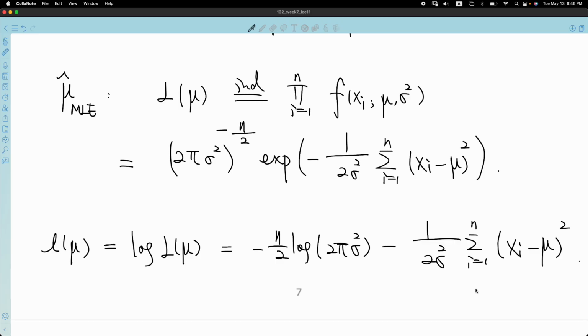Any questions or comments? Yes? Do unbiased, efficient, and consistent all mean the same idea, or are they all distinctly different?